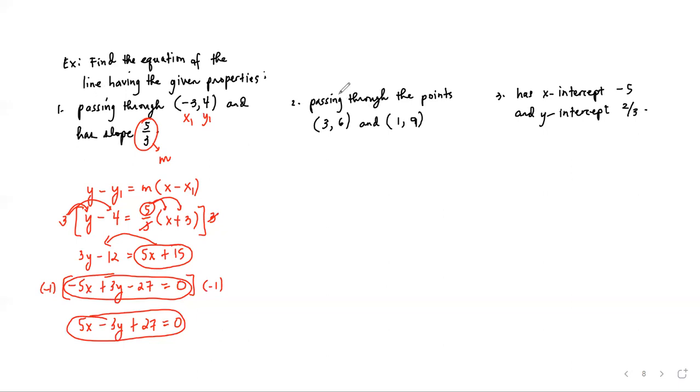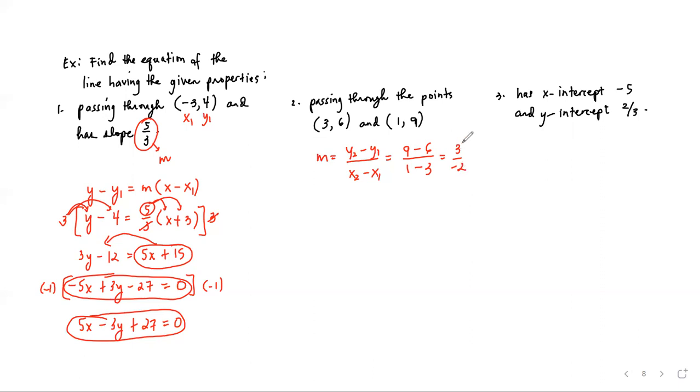Now for our second item, let us determine the equation of the line passing through the points 3, 6 and 1, 9. Now first, we need to solve for the slope of the line, which is given by the formula y sub 2 minus y sub 1 over x sub 2 minus x sub 1. So plugging in the values, we have 9 minus 6 over 1 minus 3. So 9 minus 6 is positive 3, and then 1 minus 3 is -2. So the slope is 3 over -2.